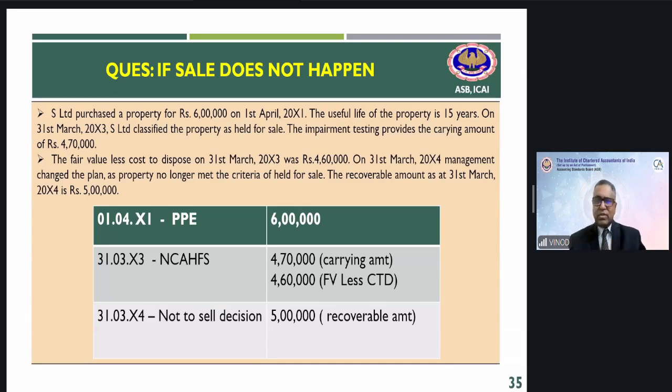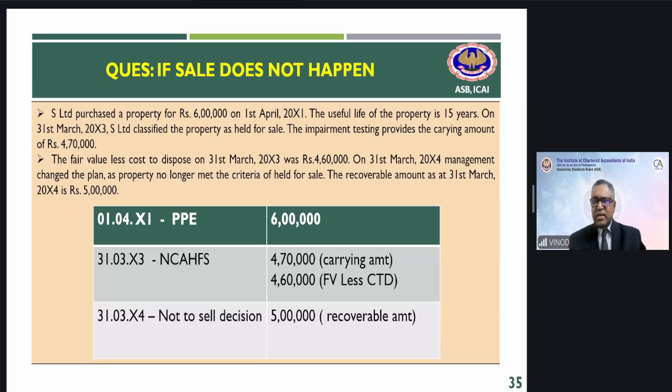So from this itself, we know that in the X3 year, or the second year, I have to account for this held for sale at the lower of carrying value or fair value. So here in this case, 4,60,000 is the amount I have to show as held for sale asset.